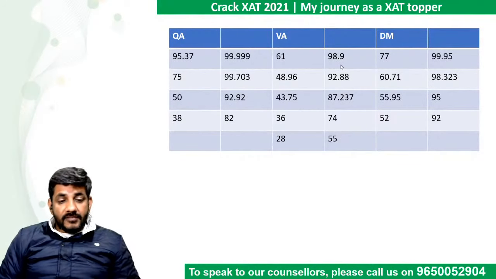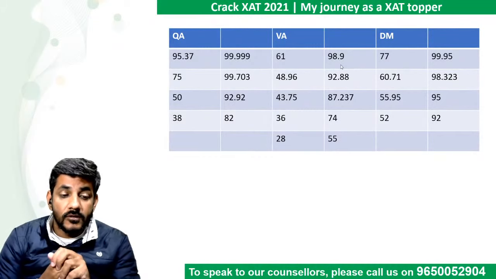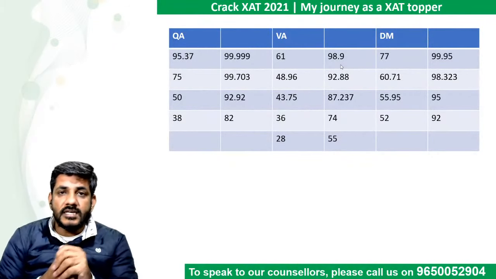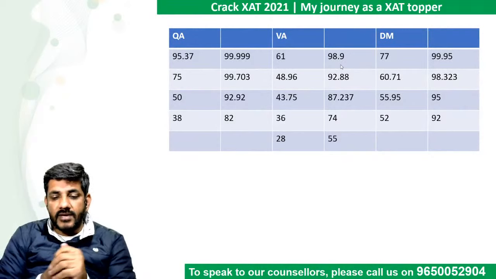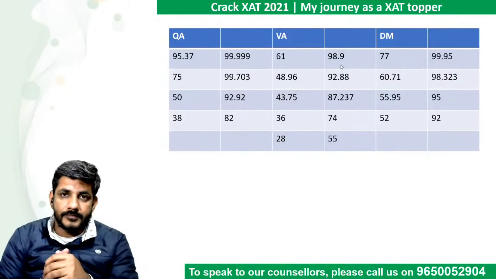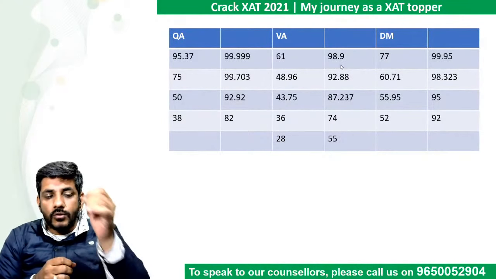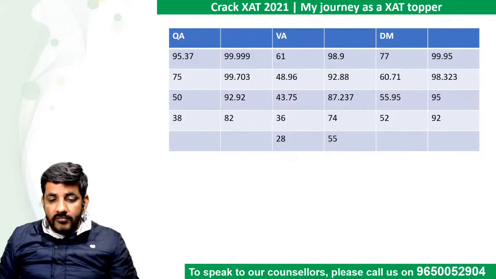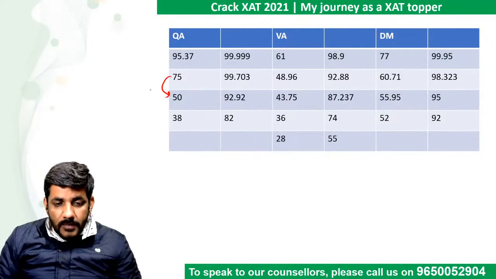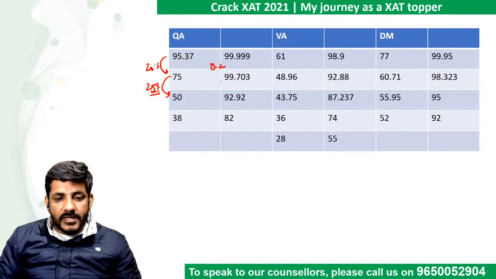Second is 75%, and even at that the percentile is 99.7. Look at the difference in the two percentages. 95% to 75% is straight away 20 percentage points down, and still your percentile dropped only by 0.2. Whereas when it went down by 25 percentage points, how much is the decrease? 20 points gives a decrease of 0.2, while 25 points gives a decrease of approximately 7.